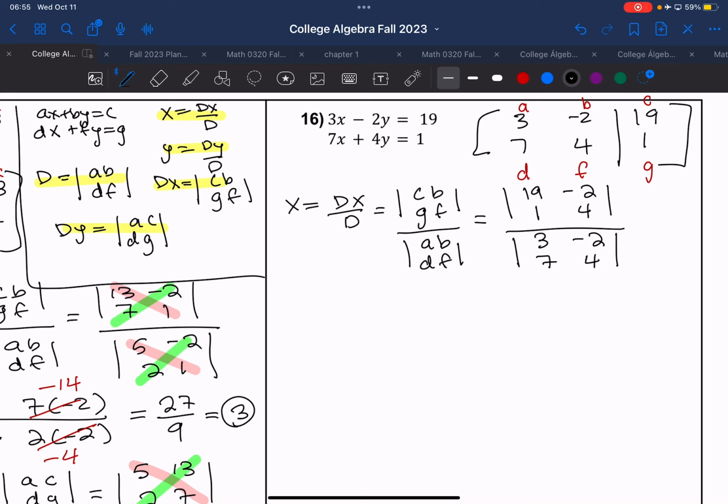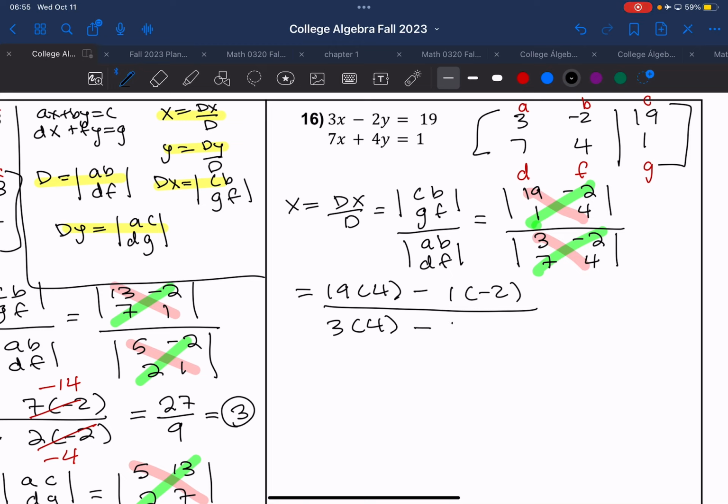So then we make sure we are multiplying on the correct diagonal first. So it's always the diagonal that you're going to draw to the right, and then the other diagonal, always separated by a minus sign. So that means we have 19 times 4 minus 1 times -2 over 3 times 4 minus 7 times -2.